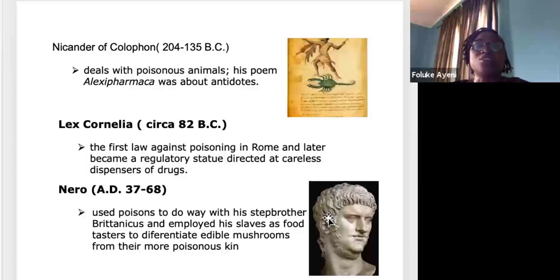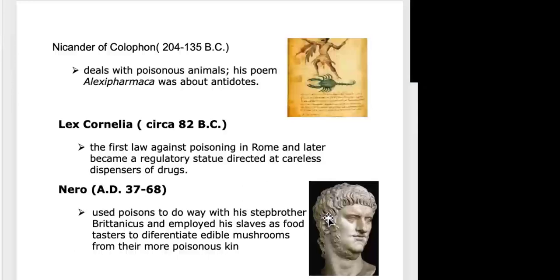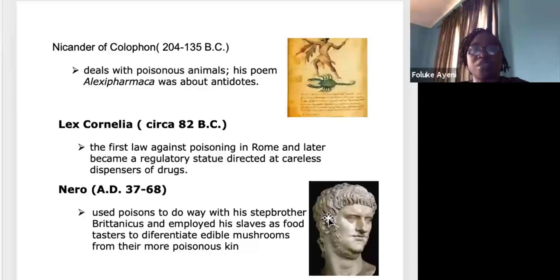Nicander went ahead to extract poisonous materials from poisonous animals. You can see him there with a picture of a scorpion. He extracted the poisonous material from scorpions when he noticed the effect that they had when they stung people or animals. So he did that.